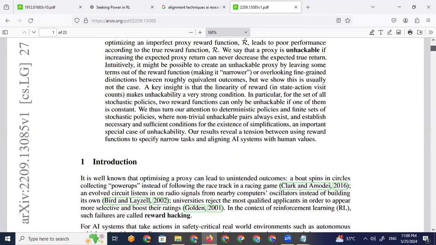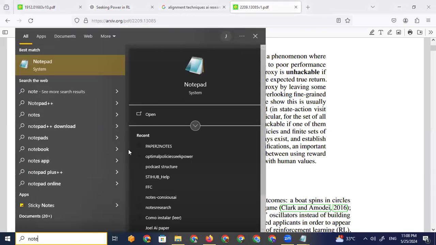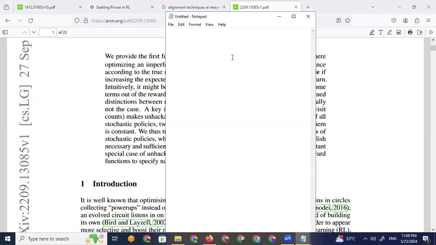Okay, so let's open a new notepad and just see what we have. And then I'm probably going to end this video with the final structure of the podcast, maybe of the research paper, of what we're going to do. All right, so I'll just type in something.